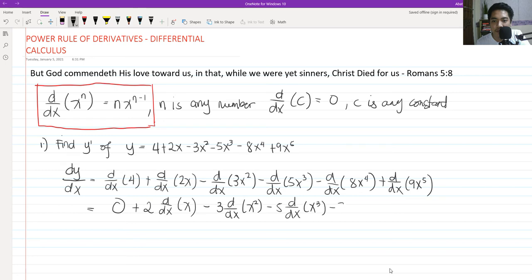Since we have constants here, let me just exclude them out. This only applies, of course, if the function is multiplied to a certain variable. So plus we have 9, the derivative of x raised to 5. Again, this would be 2, and we know that the exponent of x equals 1.